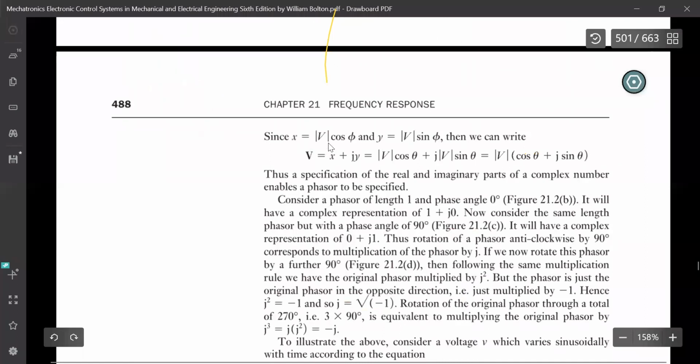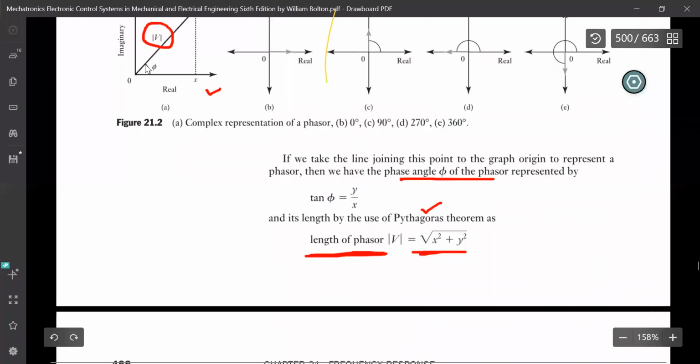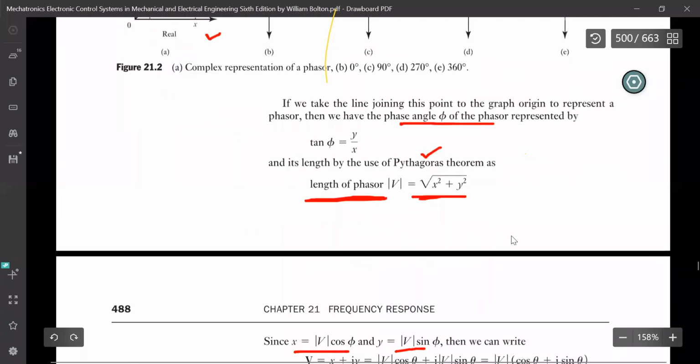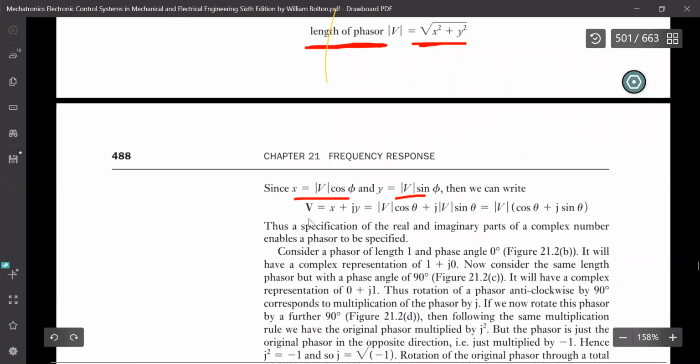Since x is equal to v cos phi, y is equal to v sin phi, that can easily be understood in this triangle with angle phi. This is your cos function, this is your sine function, this is how it is written over here. And what is the total phasor? It's x plus iota y. So this is replacing that with cos plus sine. So this is how your phasor has been represented.